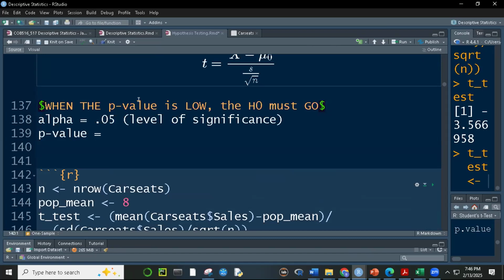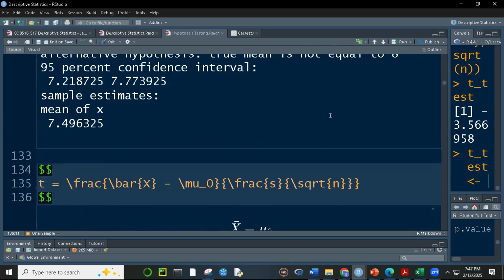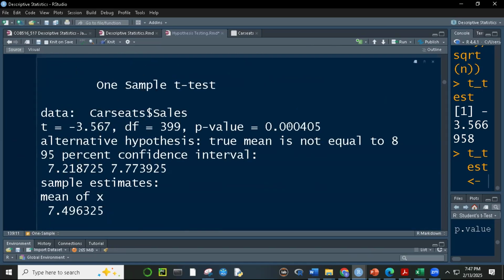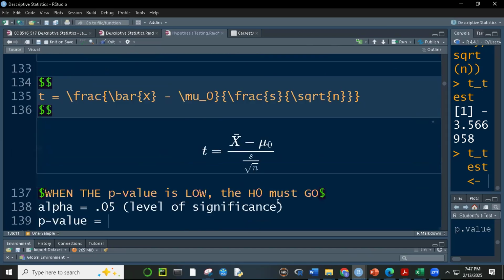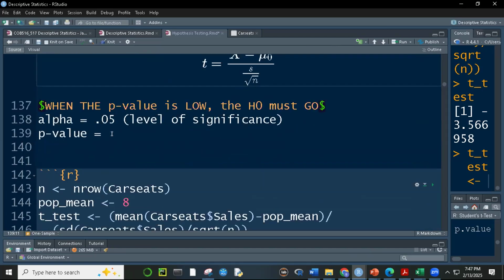Okay, p-value is 0.00. Okay, here, 0.00405. Control C. Control V.